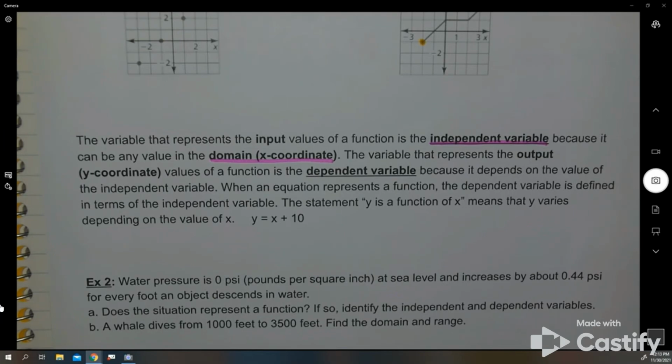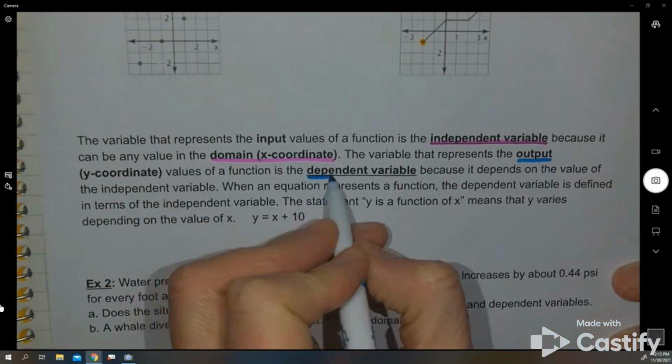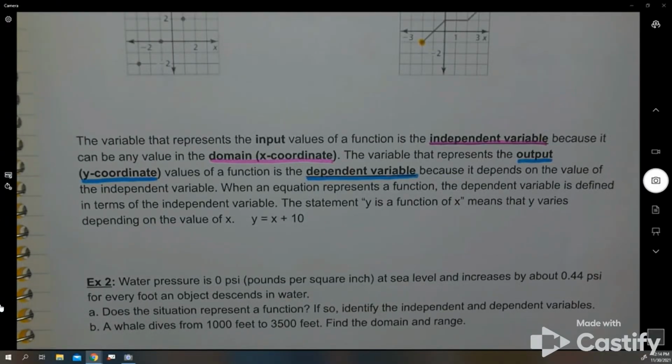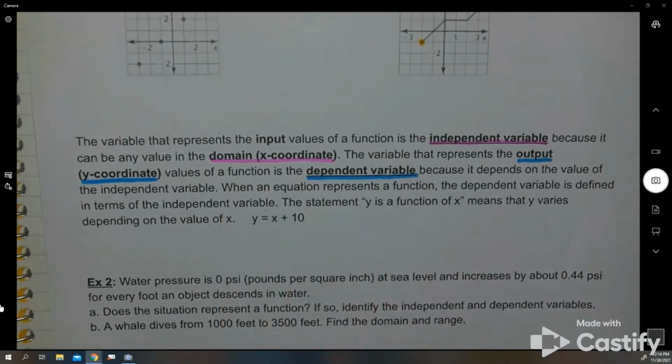So it's independent. If you think about it, it's kind of like your parents, right? Your parents get to decide what food they buy for the house or what they spend the money on. But the output is what results because of that. So the output is our dependent variable, or y coordinate. It depends on what happens with the input. Children are labeled dependents on their parents' income taxes because they depend on the things their parents can provide for them, like food and a place to live. So the dependent variable depends on what happens to the independent variable.